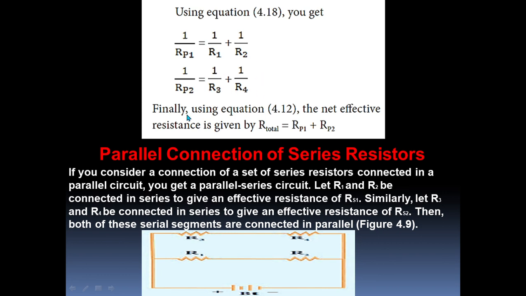Finally, using equation 4.12, the net effective resistance is given by the total resistance, that means the effective resistance in series. What is the formula for the resistance in series? R is equal to R1 plus R2. Here the total resistance R is equal to Rp1 plus Rp2. This is the effective resistance in series pattern.